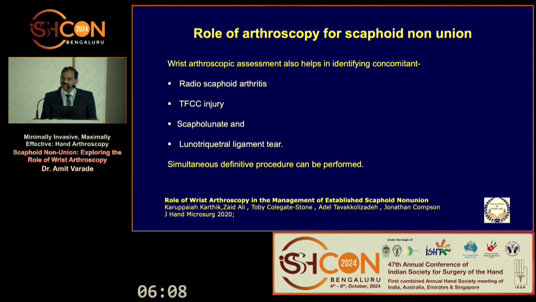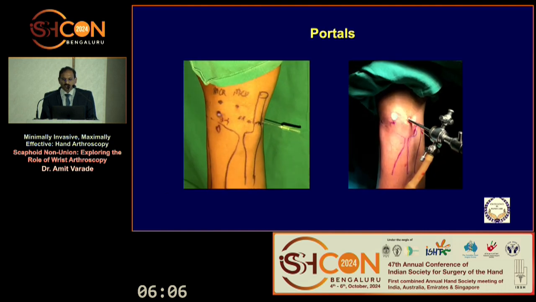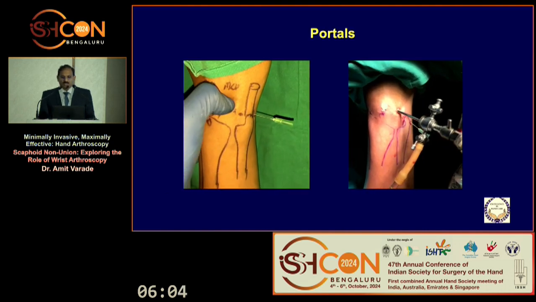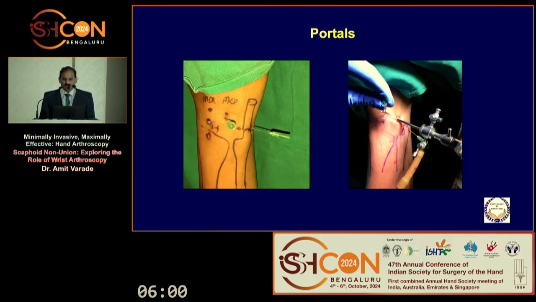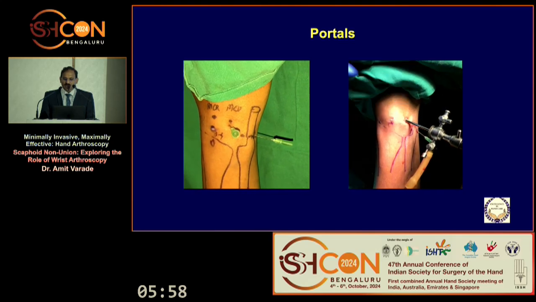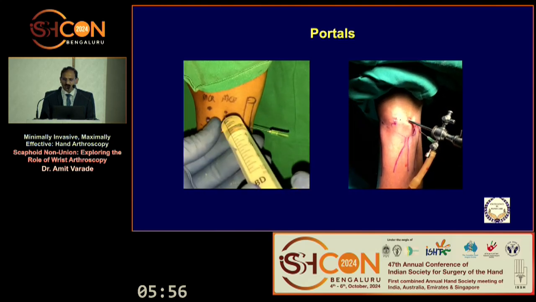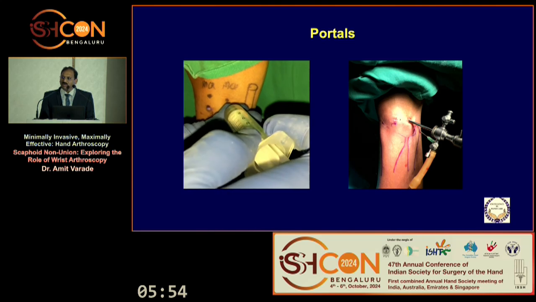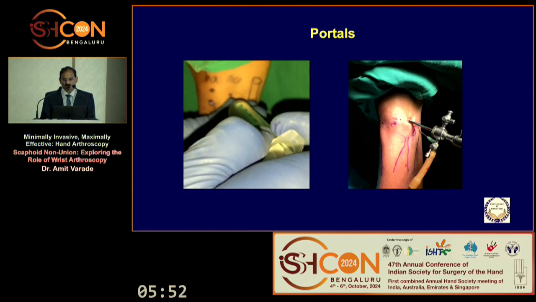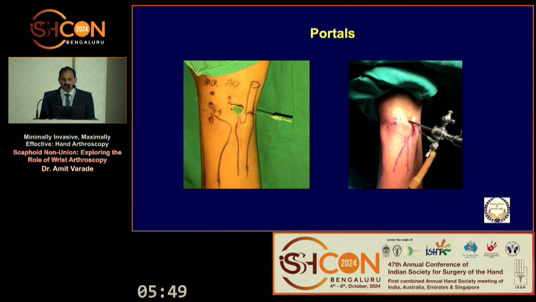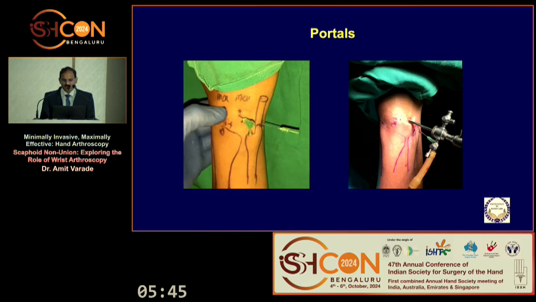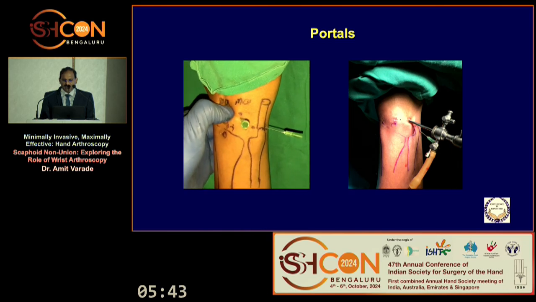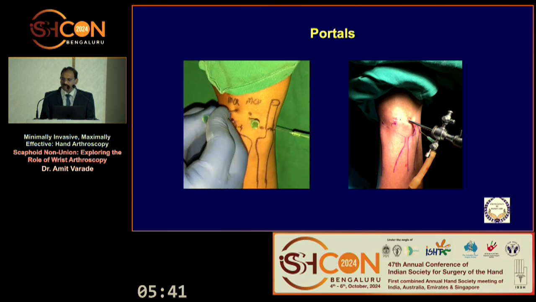Along with that, whenever we are doing wrist arthroscopy, we can identify concomitant radioscaphoid arthritis, TFCC injury, and scapholunate and lunotriquetral ligament tears. Whenever we approach the wrist for this procedure, we use two portals, midcarpal ulnar and midcarpal radial. Midcarpal ulnar is mostly a viewing portal, and midcarpal radial will be the working portal. The midcarpal ulnar portal is basically a portal between four important bones on the ulnar side of the wrist joint, and midcarpal radial is just distal to the 3-4 portal.